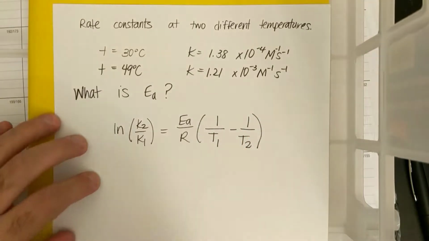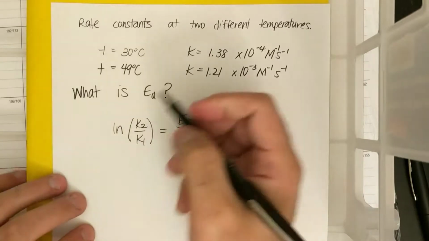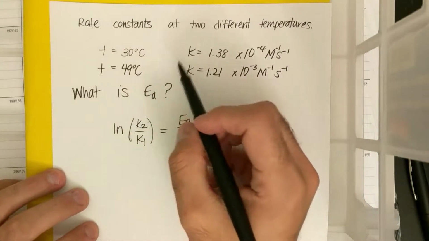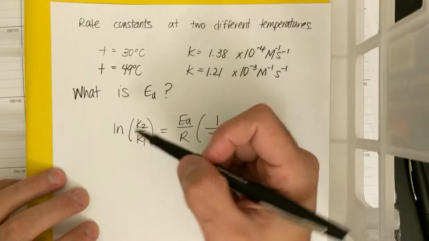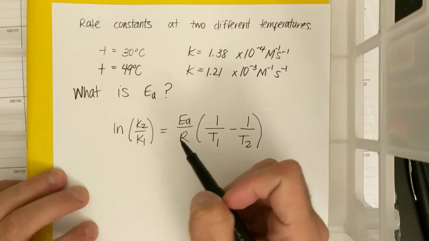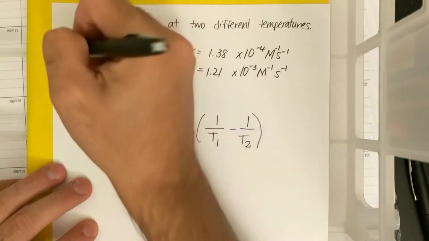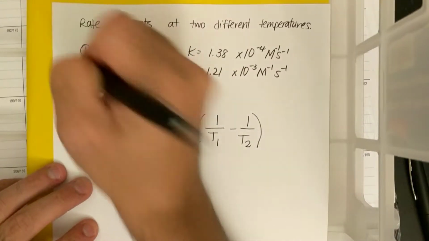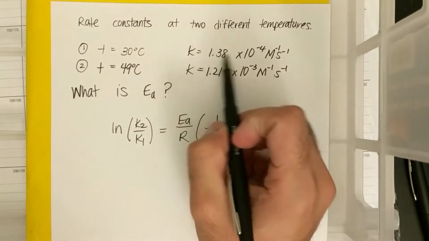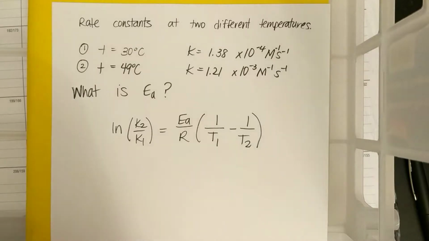times 1 over T1 minus 1 over T2. Now, they have the numbers 1 and 2. It does not matter what you label as 1 or 2 as long as you are consistent with the T1 and the K1 on both sides. So if I'm going to arbitrarily say my first one is 1 and my second one is 2, now here's my T1, here's my T2, here's my K1, here's my K2.